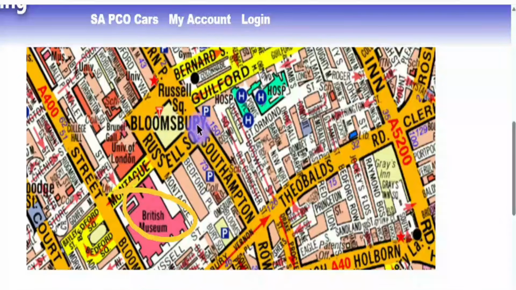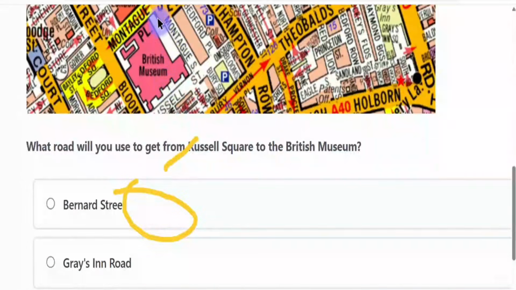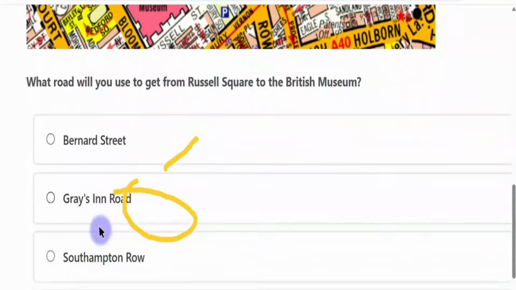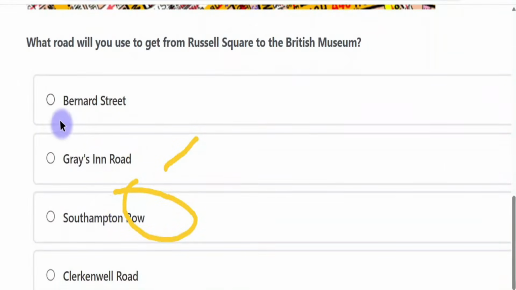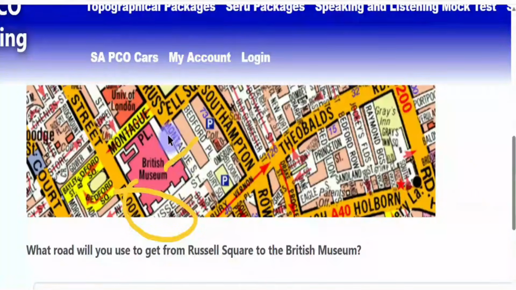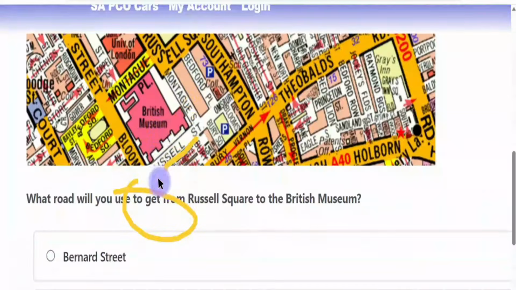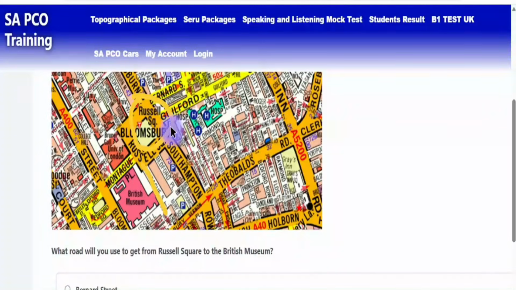So if you're coming from Russell Square, let's say from here, then you can use this road. Let me see which road is there. This road. So the answer should be there. The answer is not this one here, so maybe there is another possible. The answer is Southampton, because this is the possible way. We can come here and use that one and use that one. Hope you understand.